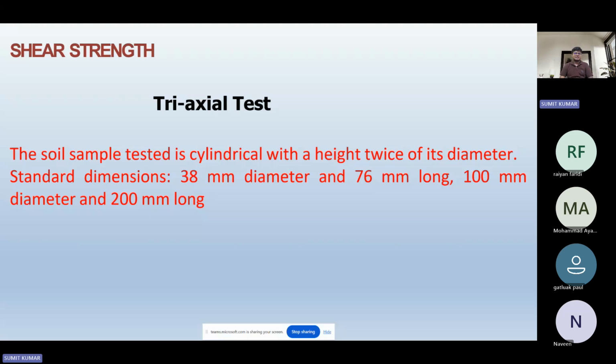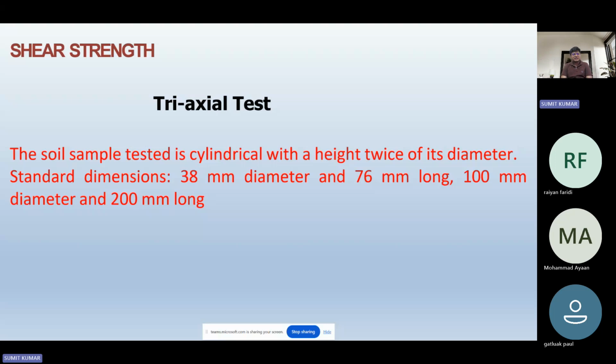Okay, now we are talking about the triaxial test. In a triaxial test, a soil sample is tested in a cylindrical box, or cylindrical cross section, with a height twice its diameter. The standard dimensions are 38 mm diameter, 76 mm long, and 100 mm diameter, 200 mm long. This triaxial apparatus is a true representation of the soil sample, which is not the case with the direct shear test, because any soil below the ground surface is found in that fashion only. It's not that the direct shear test has a problem, but over there the failure plane is predetermined. Hence it becomes difficult to say that it is the accurate failure and this much strength is there.